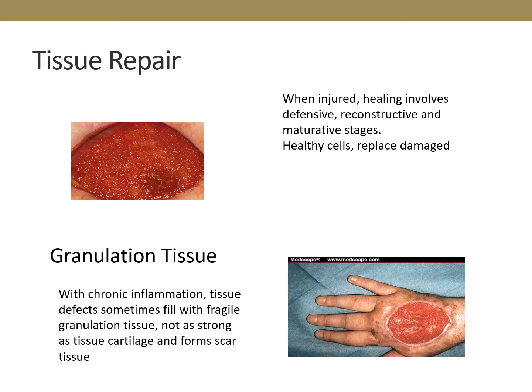Tissue repair. When injured, the healing involves both defensive, reconstructive, and maturative stages. Basically, the healthy cells have to replace the damaged cells. Granulation tissue is one of it. It's chronic inflammation. It's filled with fragile granulation tissue. It's not as strong as regular tissue cartilage, and it forms scar tissue. But you want to see granulation tissue on wounds because that means it's actually healing.